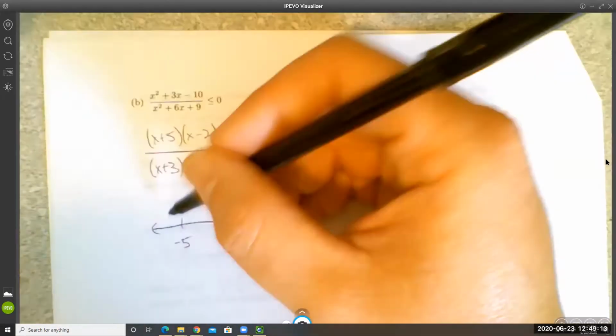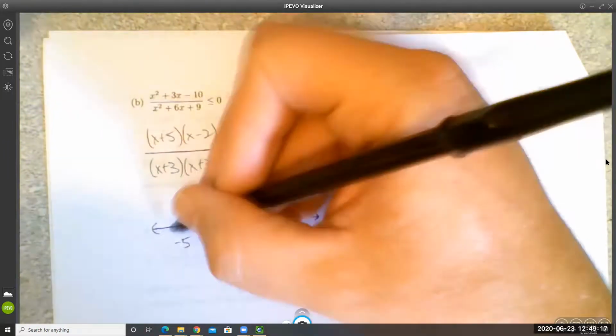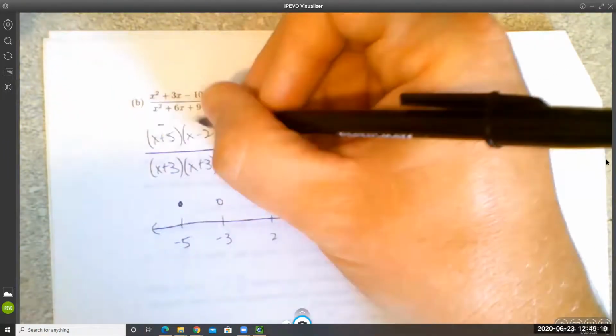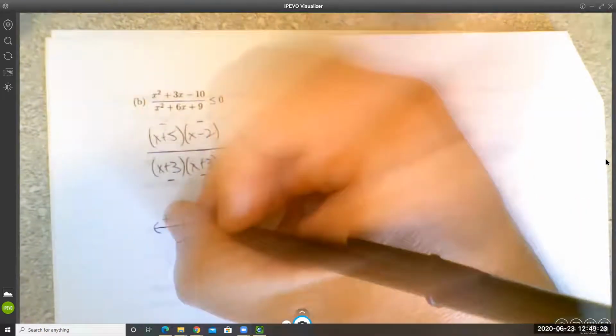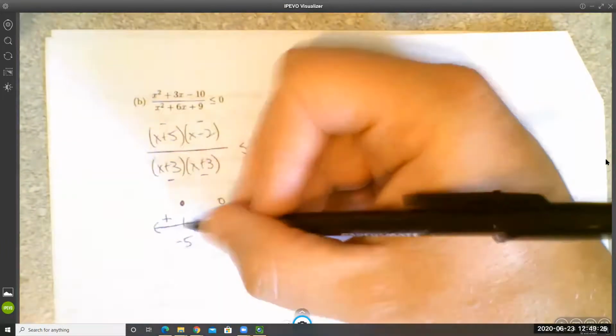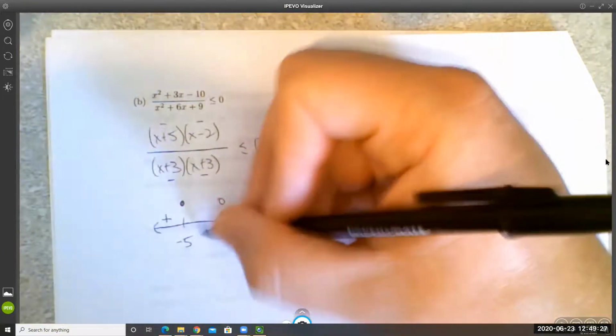So if I plug in something less than negative 5, like negative 6, then I'm going to get a negative, negative, negative, negative. That's going to make a positive. If I plug in something like negative 4, so that I'm inside of this region, I'm going to get a positive, negative, negative, negative. That's going to make a negative overall.